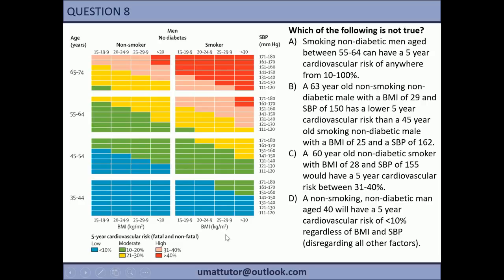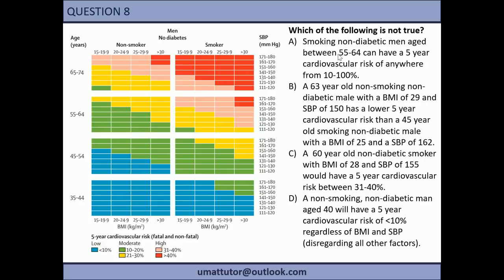And that means that every small little rectangle in the table represents a different combination of those four factors of age, smoking, blood pressure, and BMI. And the color inside that cell represents a different range of risk for 5-year cardiovascular events. So once we've got that clear, it's just a case of going through the options and reading carefully. So which of the following is not true? So already there's a trick. Which of the following is not true? So we're not looking for the correct answer, we're looking for the one which is incorrect.